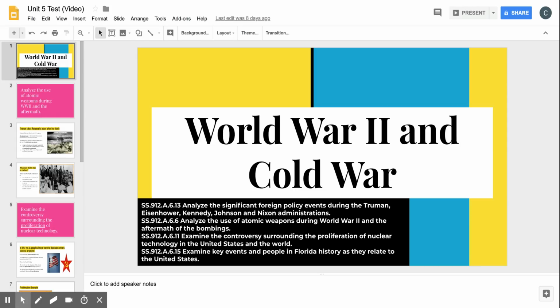What we're going to be looking at today is World War II and the Cold War. Specifically, the benchmark that we're going to be looking at is this one right here, where it says SS 912A 6.6. Analyze the use of atomic weapons during World War II and the aftermath of the bombings. So let's go into this a little bit.